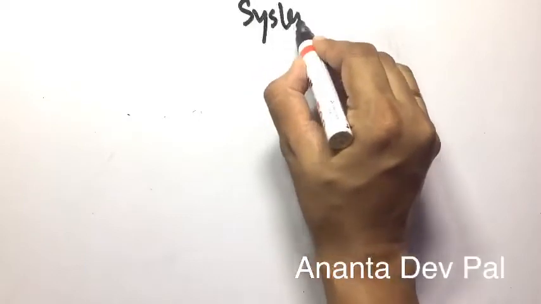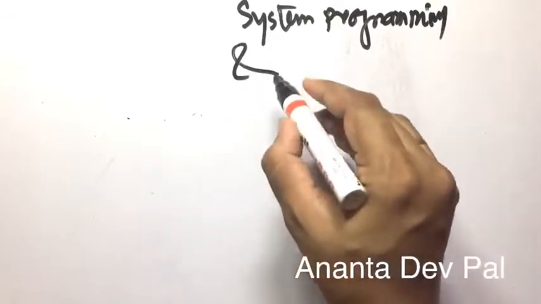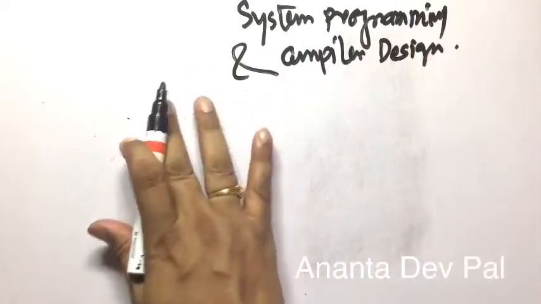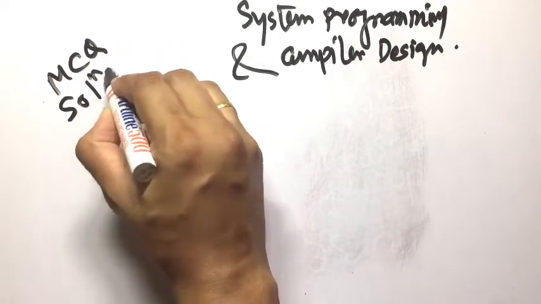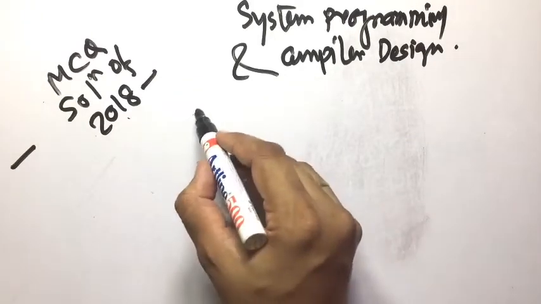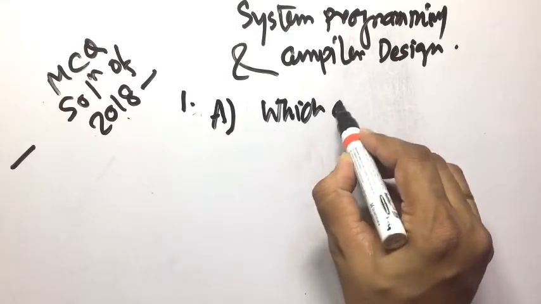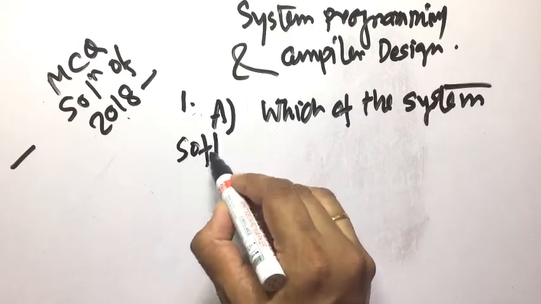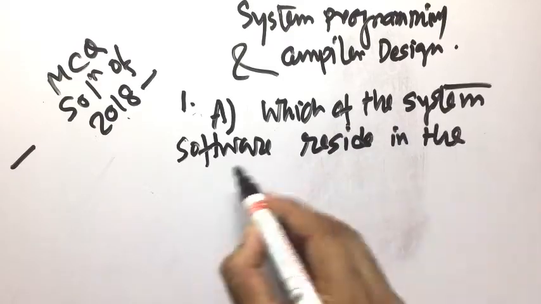System programming and compiler design. MCQ solution of 2018. Question number 1A. Which of the system software reside in the main memory?